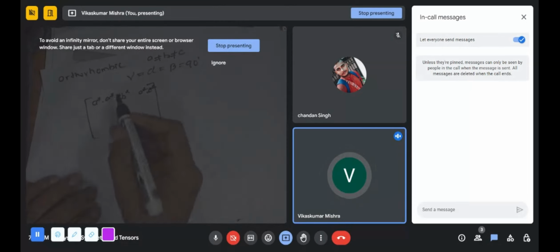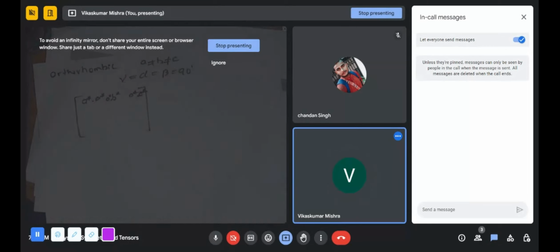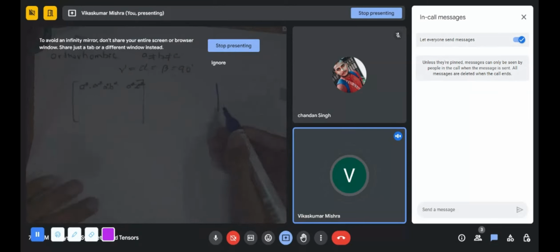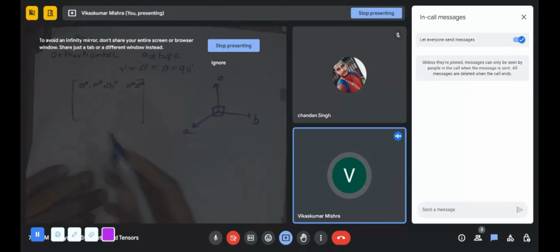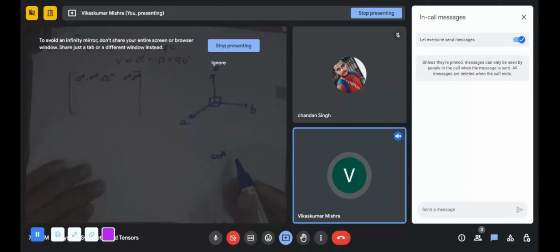So let's try to visualize how A star, B star, and C star will look. Right now I am just drawing for the real space, that is A, B, and C, and we know they are perpendicular to each other. What is A star? A star we can write as B cross C divided by volume. So the direction of A star will lie along B cross C. Let us do the cross product of B and C. What we will get is along the A direction, right?